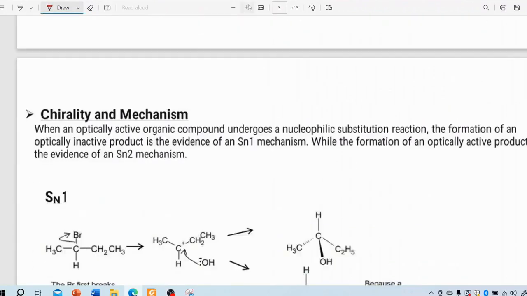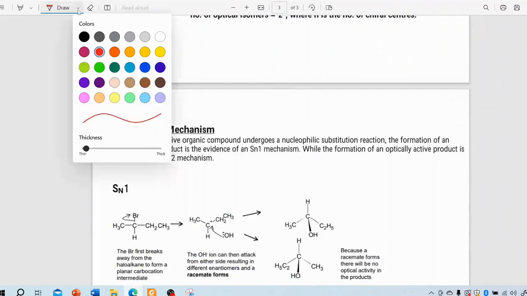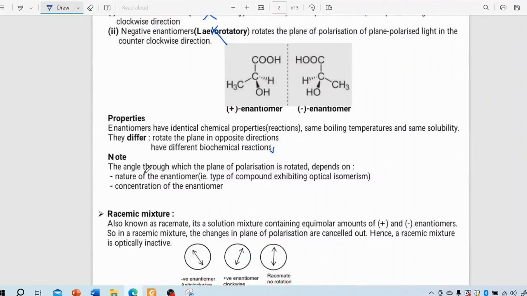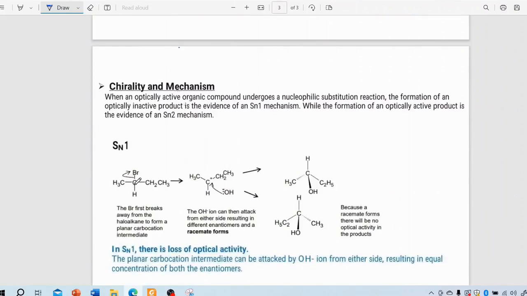So now we will look at chirality and mechanism. Okay, kind of like applied chemistry, and we are at this part over here. After reading through this, I will explain the biochemical reaction part. So chirality and mechanism. When an optically active organic compound, yes, this is optically active, with 4 different groups of atoms, undergoes a nucleophilic substitution reaction, the formation of an optically inactive product is the evidence of an SN1 mechanism. So that is how we can detect an SN1 mechanism.